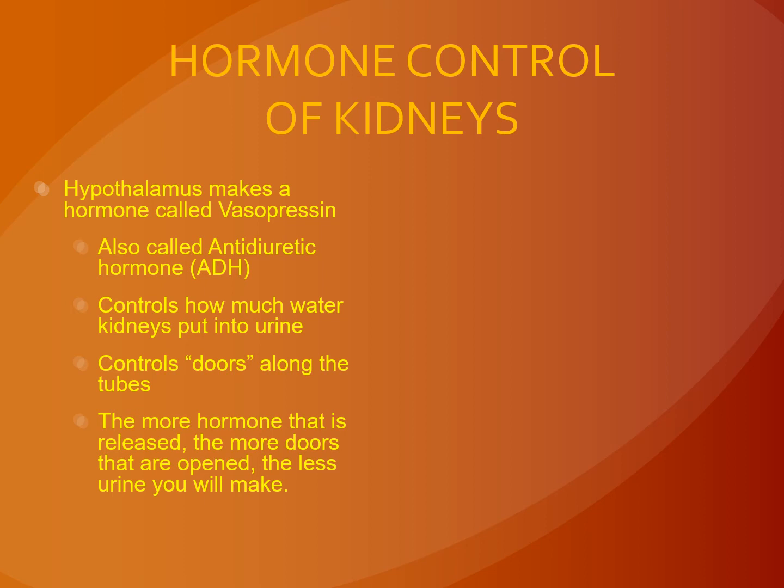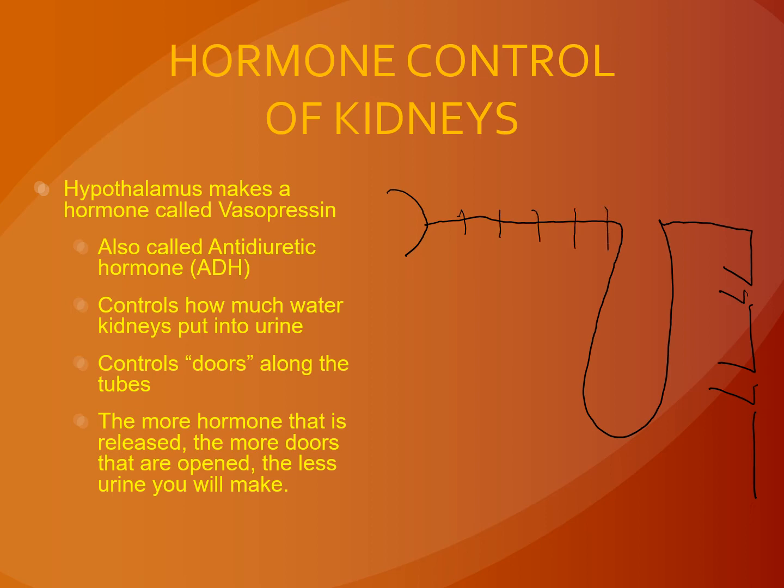Think of it this way. Here we have our glomerulus, and here we have our proximal convoluted tubule, our loop of Henle, our distal convoluted tubule, and our collecting duct. Think of the proximal convoluted tubule. Now, it's not really like this, but this analogy is the easiest way for people to understand what's happening here. Think of the proximal convoluted tubule as having doors along it. And those doors are shut.